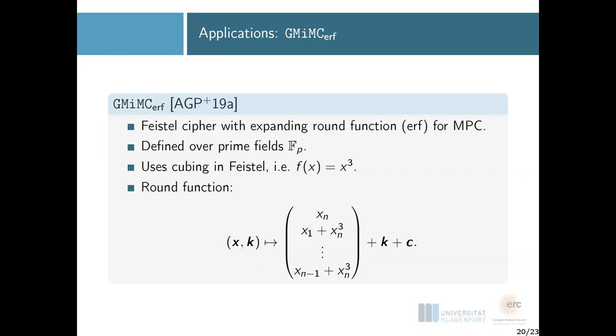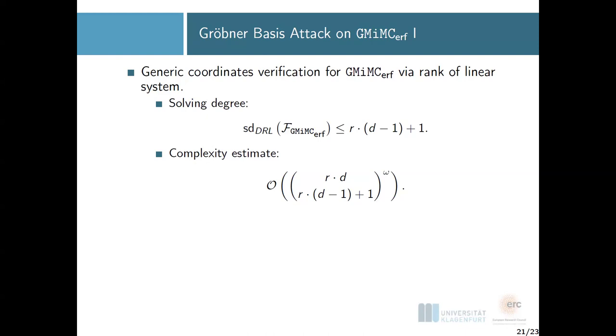Then if you pass to the highest degree component system for one round, you will obtain n minus 1 linear equations and xn to the power of 3. So to verify generic coordinates for GMiMC, you have to do Gaussian elimination on some matrix. If the matrix has full rank, you have generic coordinates, then you have proven complexity estimates. And if GMiMC is in generic coordinates, then you have this solving degree and this complexity estimate.